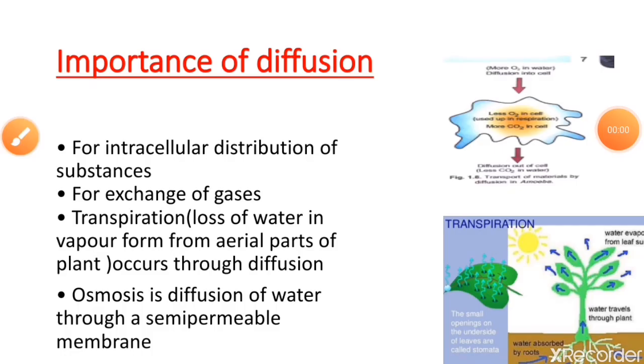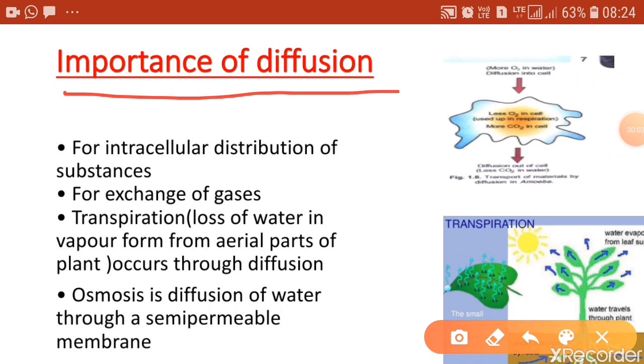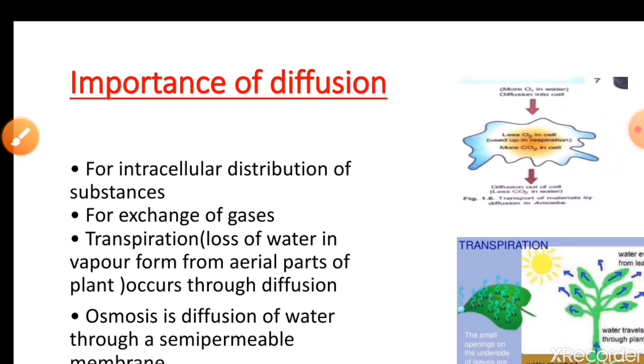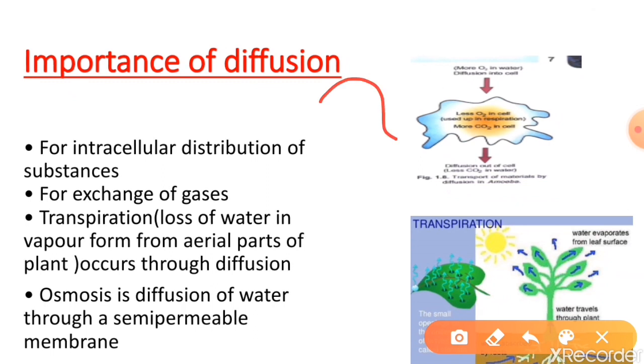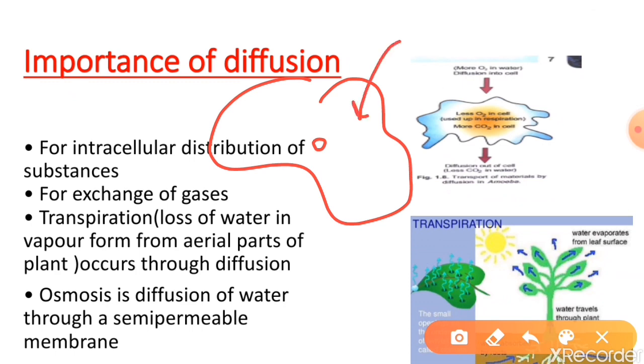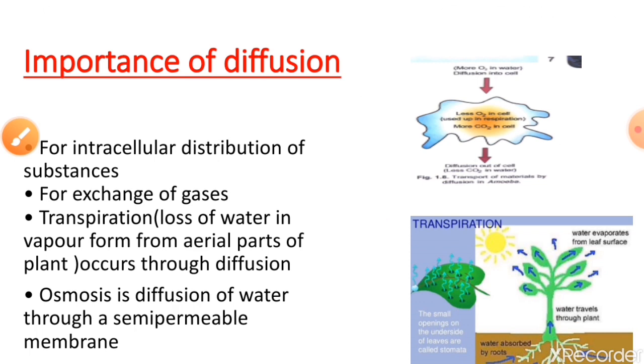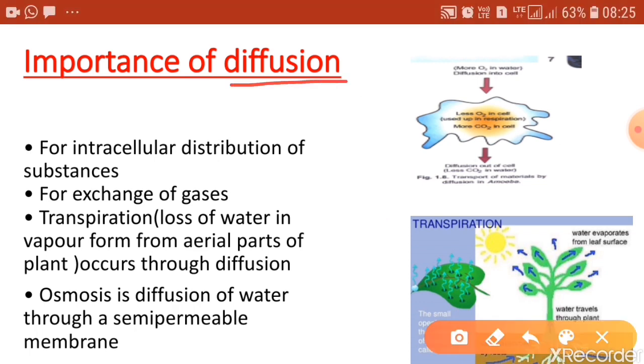Now study about the importance of diffusion in living beings. Diffusion is required for intracellular distribution of substances. Intracellular means inside the cell, within the cell. Inside the cell, the different materials which are brought into the cell or which are produced inside the cell have to be distributed to all parts of the cell, and this distribution of materials within the cell occurs by the process of diffusion.